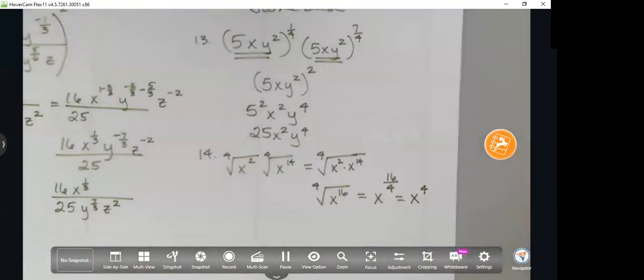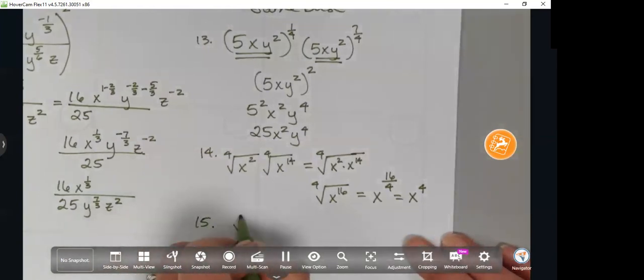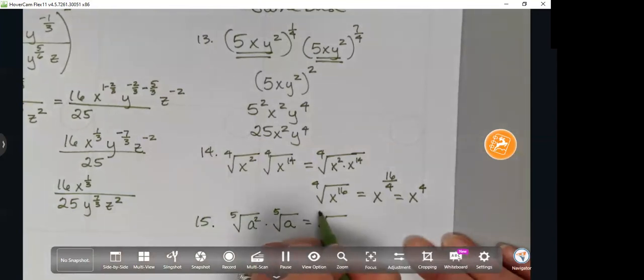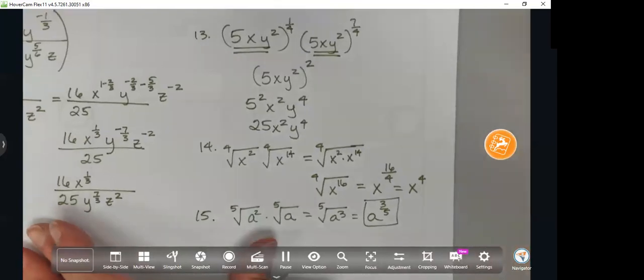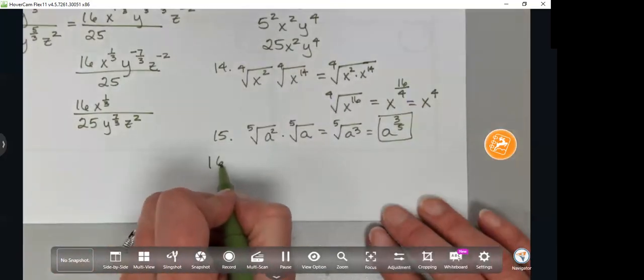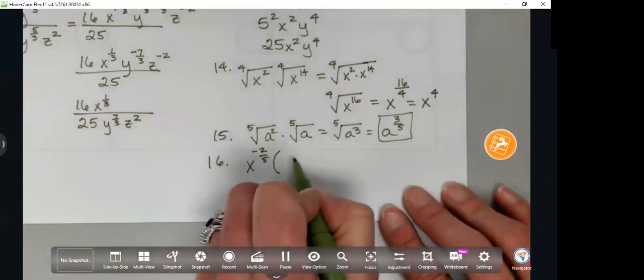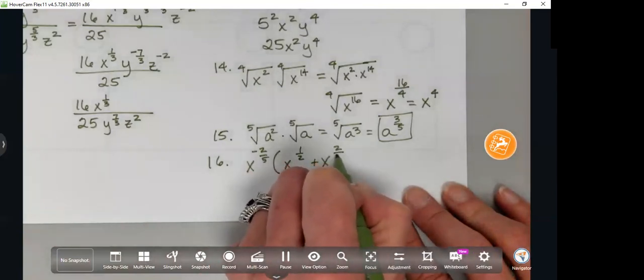All right. Number 15 is the 5th root of a squared times the 5th root of a. This would be just the 5th root of a cubed, which is a to the 3/5. All right, number 16, x to the negative 2/5 times x to the 1/2 plus x to the 2/3.